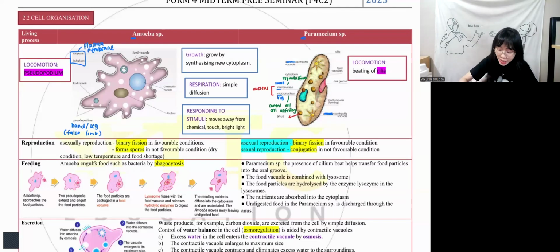Amoeba species and paramecium species both can reproduce. We have sexual and asexual, right? Okay, what does sexual and asexual mean? A means absence. Absence of sexual partner, meaning me, myself, and I, is called asexual.